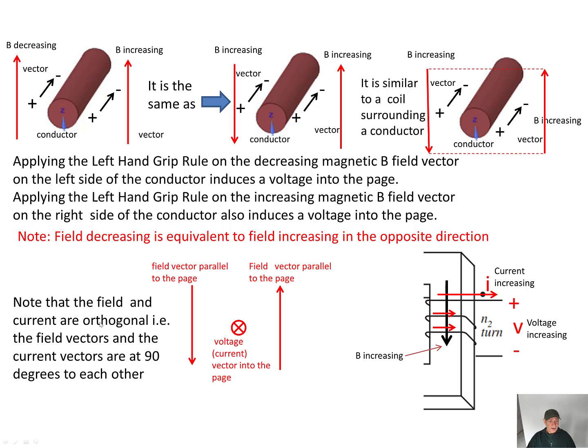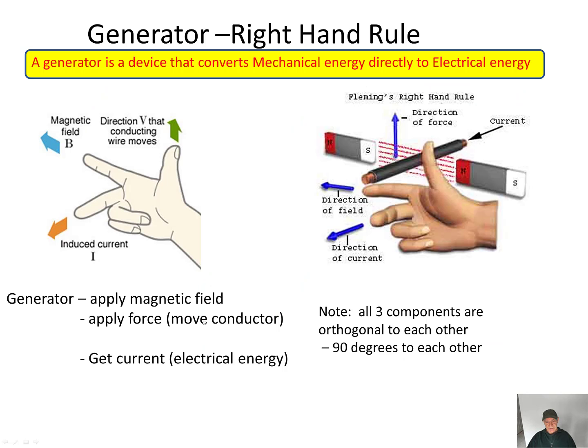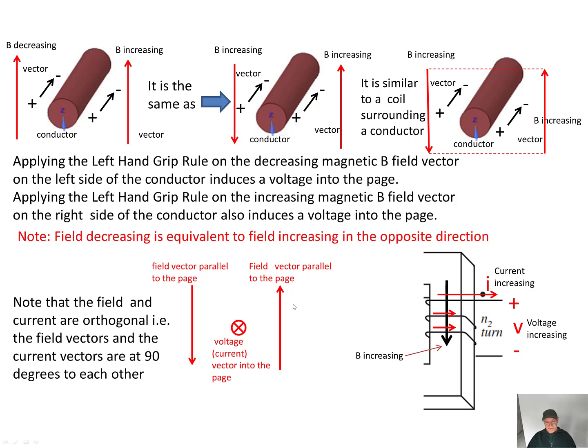Note that the field and current are orthogonal, i.e. the field vectors and the current vectors are 90 degrees to each other. So field vector parallel to the page, field vector also parallel to the page but upwards. This is the voltage occurring, vector into the page. So this will be the same thing if the black one is a field vector increasing downwards, and if you have a coil wrapped around it, it will induce a voltage or a current shown by the red arrows.